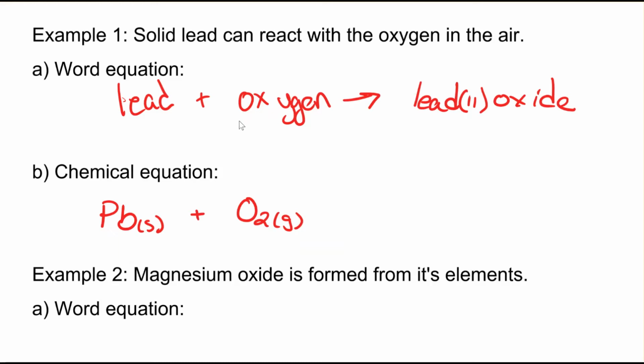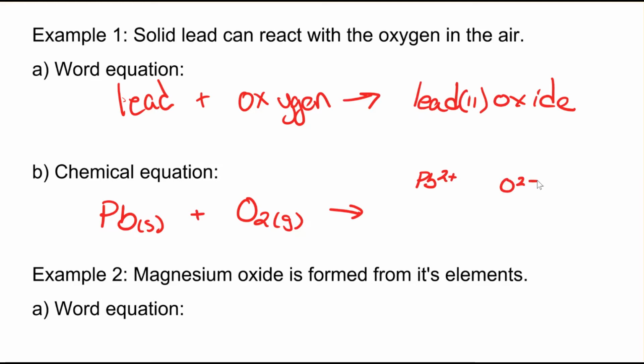These are elements, so we think to ourselves Hofbrinkel. Well, lead's not in Hofbrinkel, but oxygen is, so it's O2 gas. Okay, sure, no problem. We're going to make lead 2 oxide. Lead 2 oxide is an ionic compound. It's made out of lead 2 and oxide.